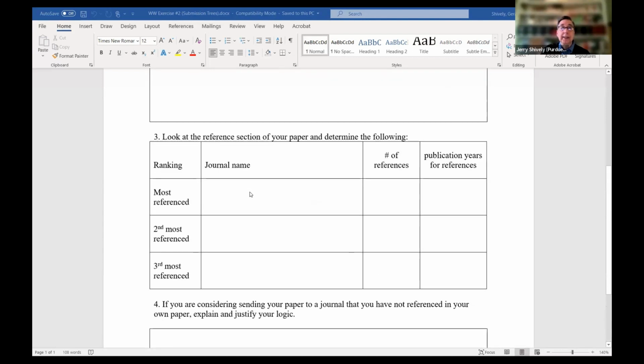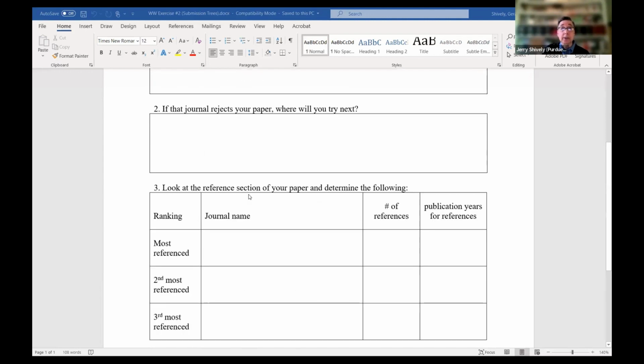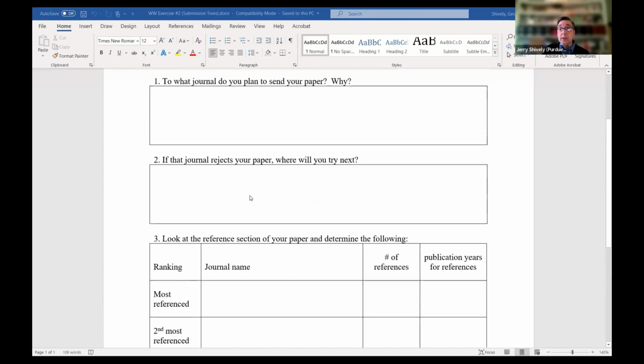And so the worksheet that I've provided gives you a way of thinking a little bit strategically about which journals you might send your papers to. So let's take a 4-minute break, and you might fill in some of these boxes now, or you might set aside the worksheet and fill in some of those boxes later.